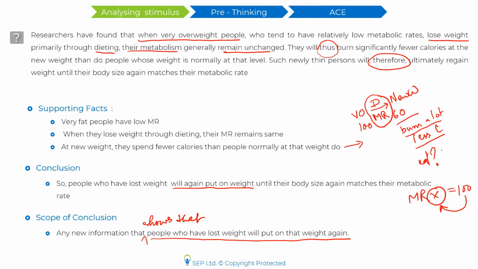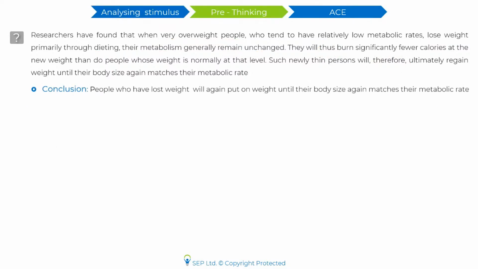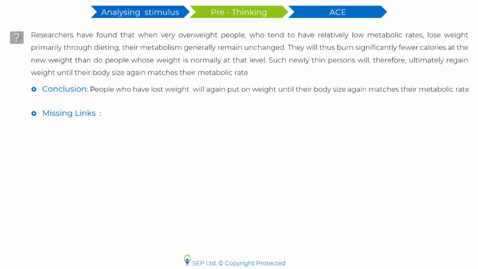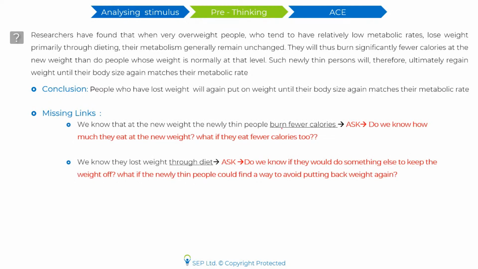Now let's expand this thought process here. They will burn a lot less, but not really given how much they're going to eat. So, what are the missing links? We know that at the new weight, the newly thin people burn fewer calories. Ask, do we know how much they eat? So, opposite of burn, eat. Do we know how much they eat? That's not given. That's the missing link. So, what if they eat fewer calories too?